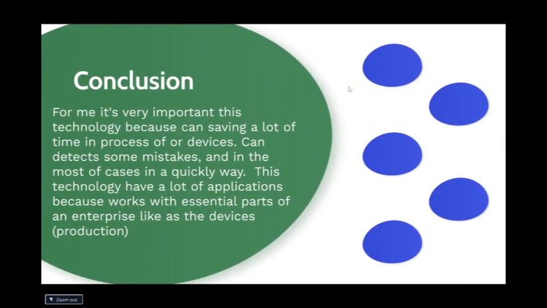And the conclusion. For me this technology is very important because it can save a lot of time in the process of our devices, and it can detect some mistakes, in most cases in a quick way. It's important because most enterprises in this country and around the world need to save time, because for these enterprises time is money, and this technology has a lot of applications because it works with essential parts of an enterprise like device production.